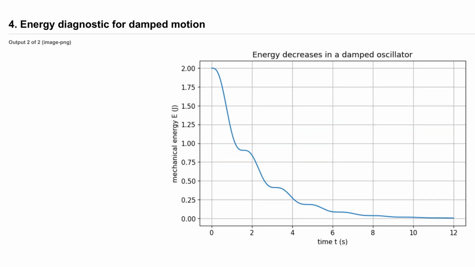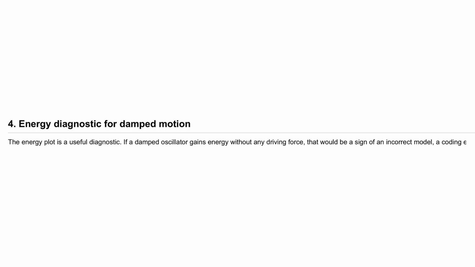The second output confirms our energy expectations. The total mechanical energy starts at a maximum and steadily decreases towards zero. The slight ripples in the decay occur because energy is lost most rapidly when the velocity is highest, which happens twice per oscillation cycle. This energy diagnostic is highly recommended.